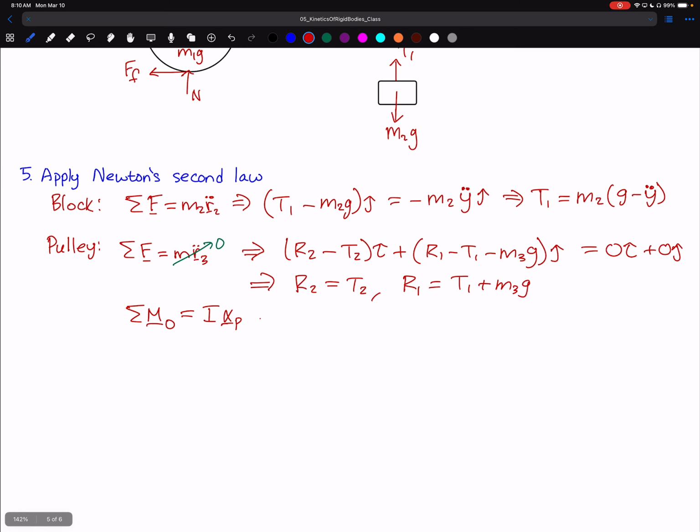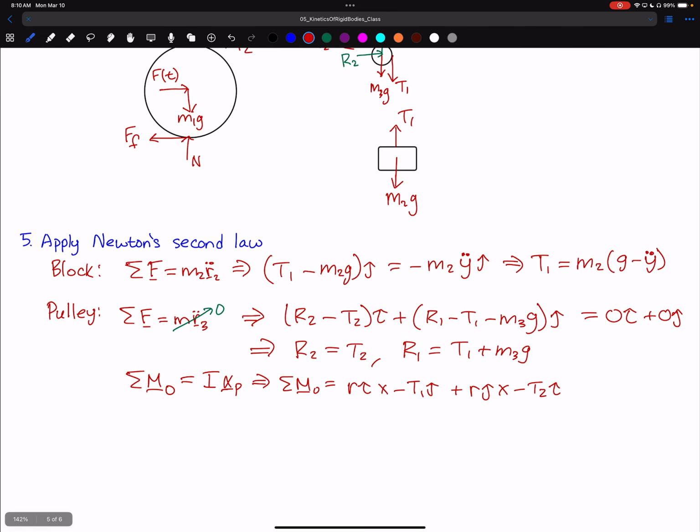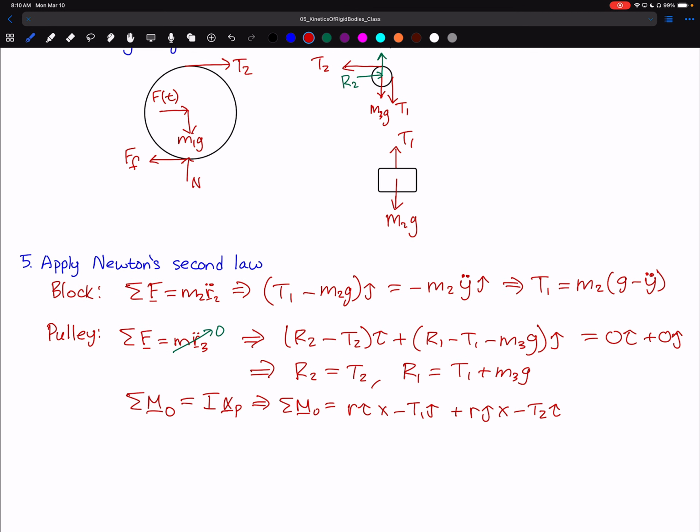Okay, so in this case, the sum of the moments is going to be equal to R in the I direction crossed with minus T1 in the J direction plus R in the J direction crossed with minus T2 in the I direction. And we don't need the reactions or the force due to gravity because they're all at the pin position, the point that we're summing moments, so they produce no moment. And then this is equal to minus I times V double dot, and that's in the k hat direction.